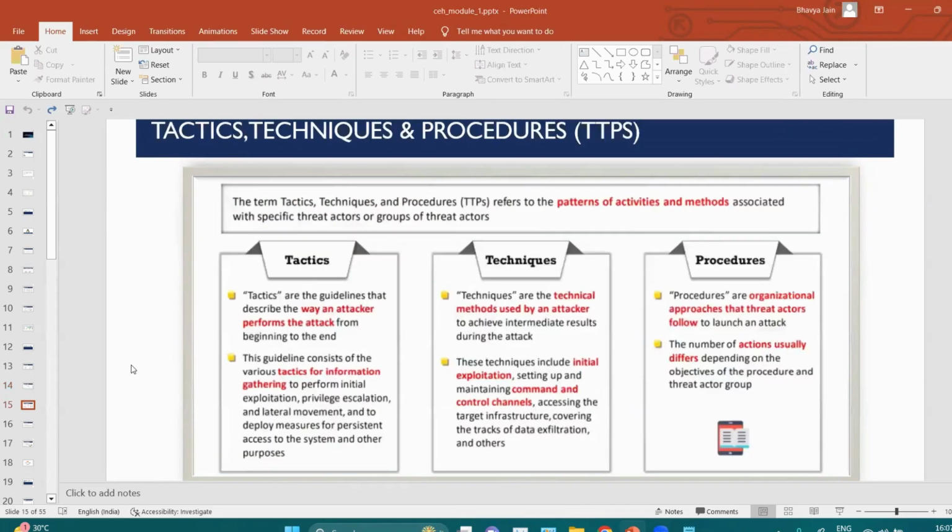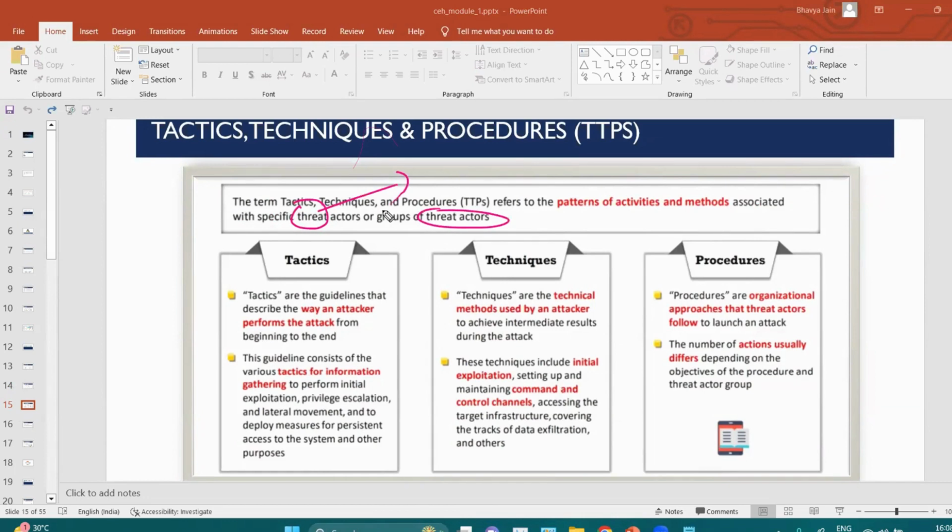Then we have tactics, techniques, and procedures, which is also known as TTPs. Now this is very important to understand the behavior of any attacker. These TTPs refer to the patterns of activities and methods associated with specific threat actors or groups of threat actors. First we have a keyword here, which is threat, and then threat actors. A threat is something which can harm your system. A threat can be anything.